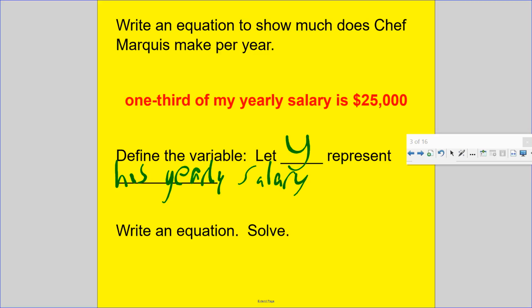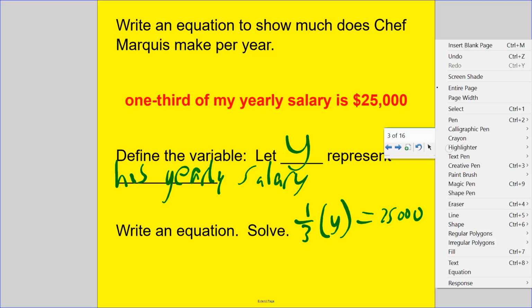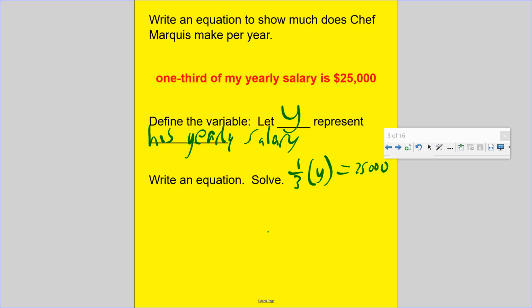So write an equation. It's 1/3 of my yearly salary. Of means multiply. Equals 25,000. Is 1/3 times Y the same as saying Y, your yearly salary, divided into thirds equals 25,000? It is, because a third is the same as saying divide by 3.